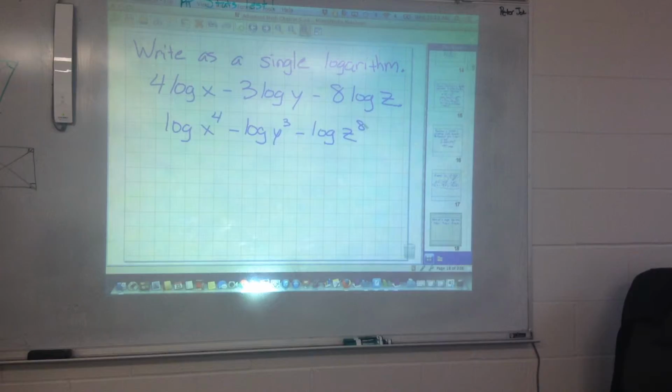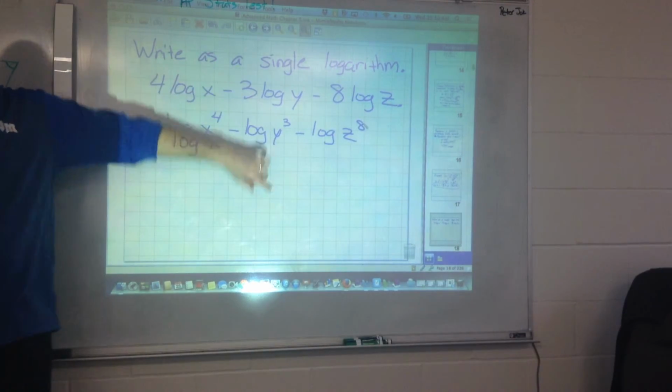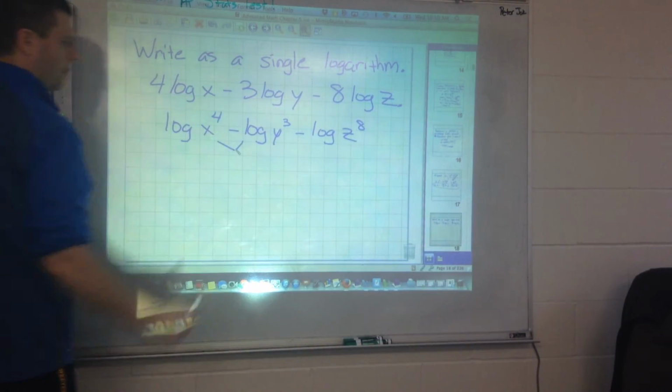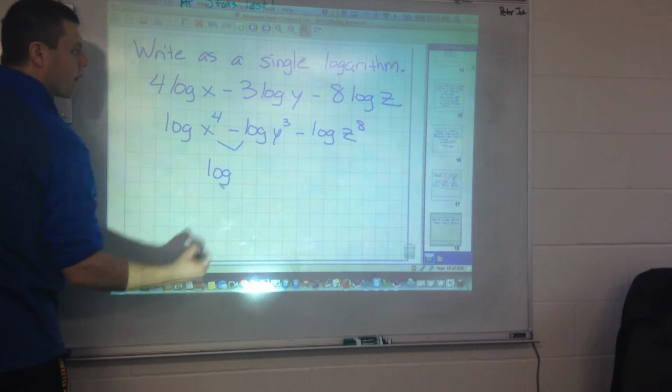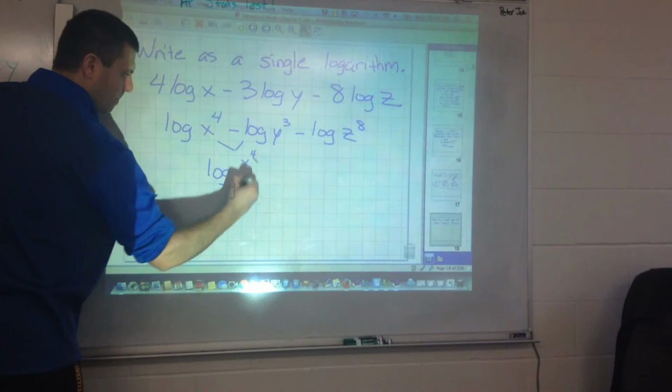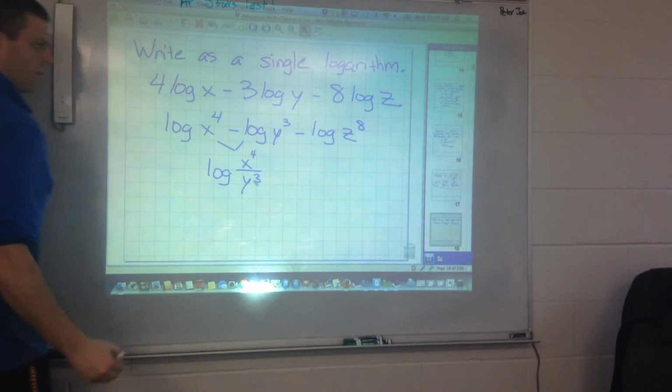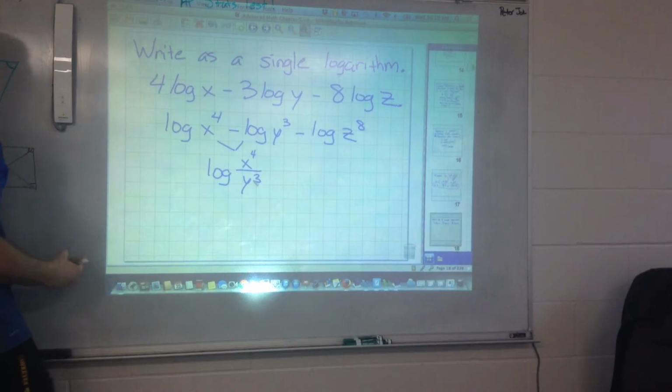Subtraction, so is it like 1 over all those? No. Let me go slowly through it, step by step, and I think you'll see. Is it z to the 8th over x? Nope. Let's just do these two right here. Let's put those two together. What do you get? Log x to the fourth over y. Yep. Everybody agrees? If I put those two together, that's what I get?